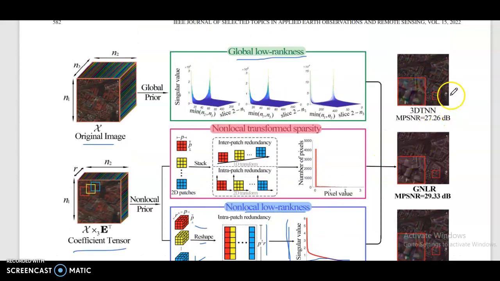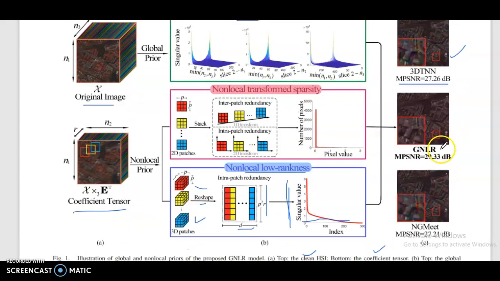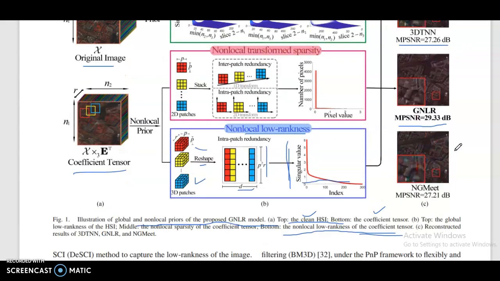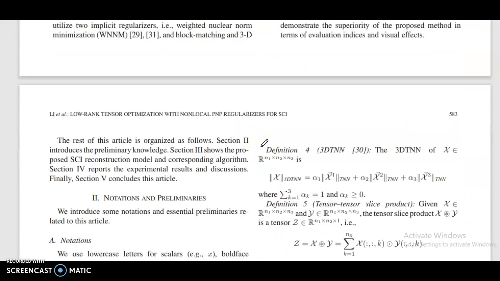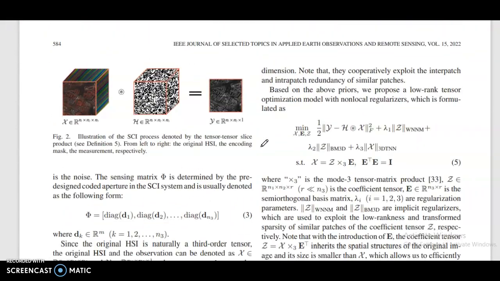This one, 3DTNN reconstructed image, MPSNR 27.26 dB. In GNLR, MPSNR equals 29.33 dB. In NGmeet, MPSNR 27.21 dB. So GNLR is the highest one. And here, another figure, A, illustration of the SCI process.